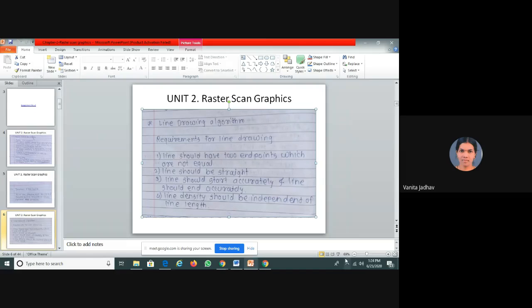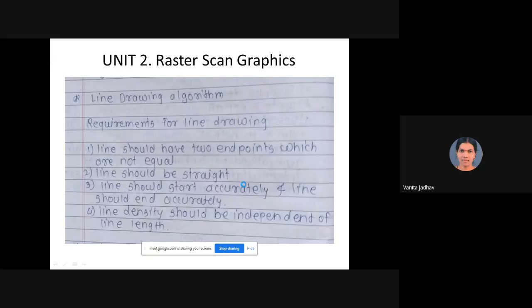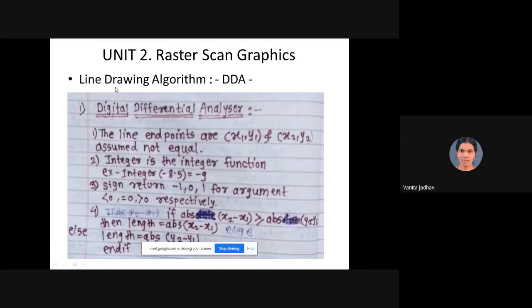So next slide is related to the actual point. So now under line drawing algorithm, we are discussing two algorithms. First is the DDA and second one is the Bresenham's. So first of all, we'll discuss DDA. DDA stands for Digital Differential Analyzer.